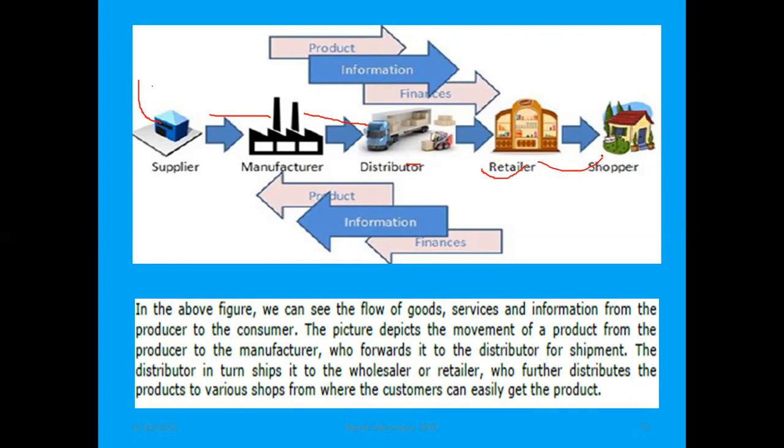So here, in this forward path, what do you see? In the forward path we are observing the product is going on, the information is going on, the finances are going on. That's right, these three are moving forward. The product moves forward, the information, good or bad, moves forward, the finance moves forward.